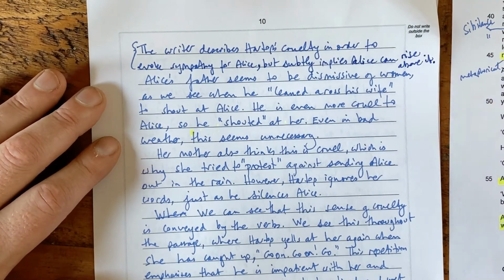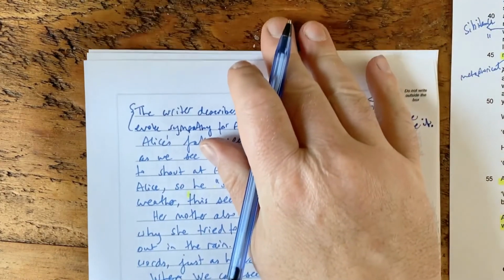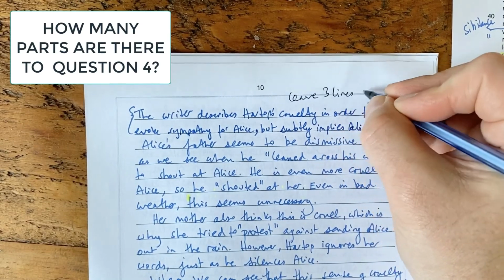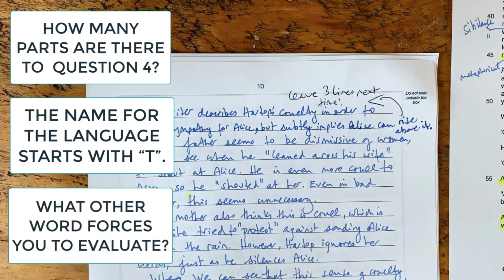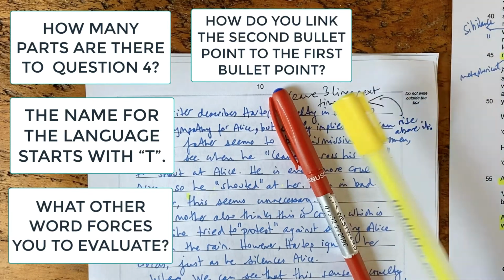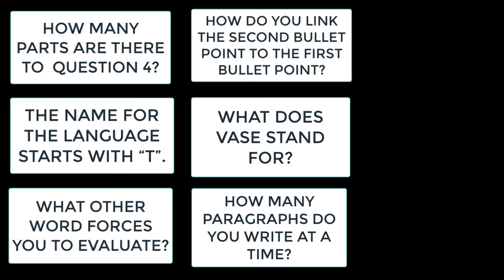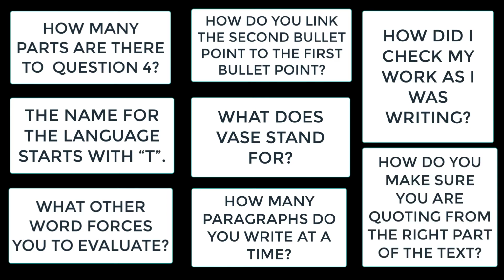Right, that's completed my answer, but what have you learned? Time to test yourself. What have you learned about how many parts there are to the question? What sort of language you should use? Which words will force you to evaluate all the time? How do you treat the second bullet point to let the examiner know you're linking it to the first bullet point? How many paragraphs should you write at one time? What are the different elements of VASE? And how did I make sure I'd got them all in? How do you make sure you're answering from the right part of the text?